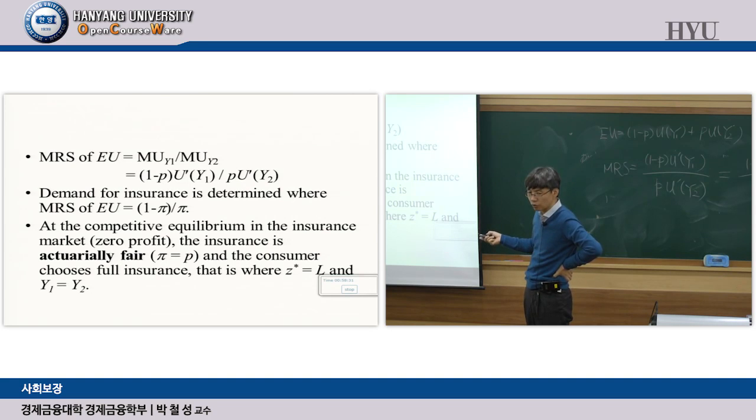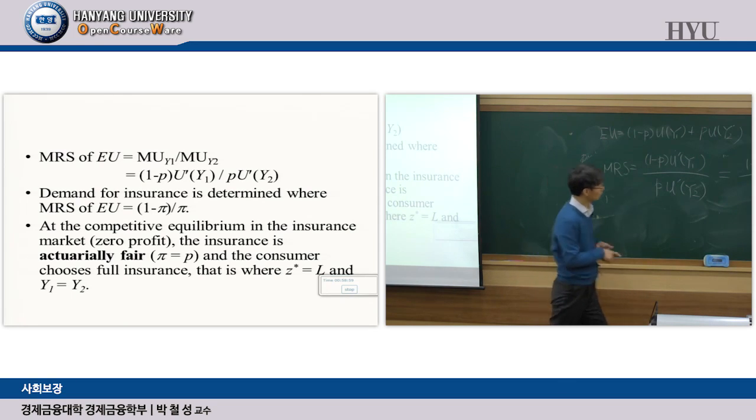And we call this type of insurance actuarially fair. Actuarially fair just means that what you pay is the same as the probability of the accident. Actuarially unfair insurance is where you are paying more than the probability of accident. So when we say actuarially fair, it is just pi equals p.